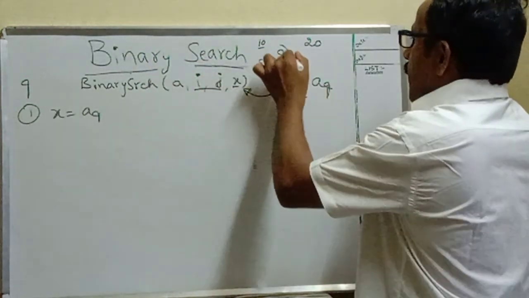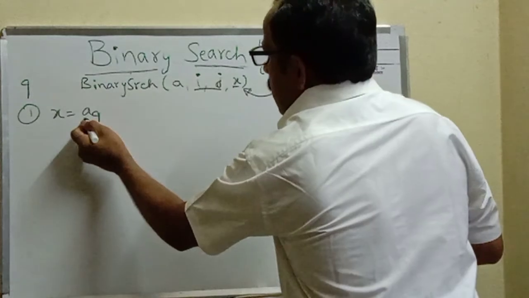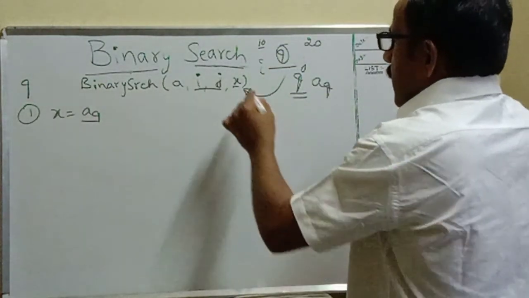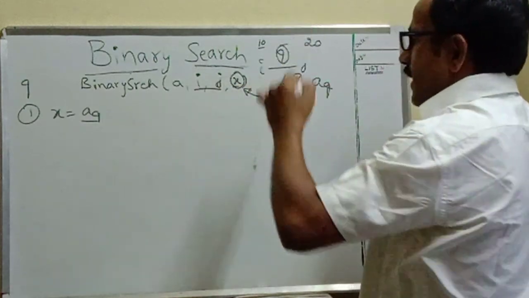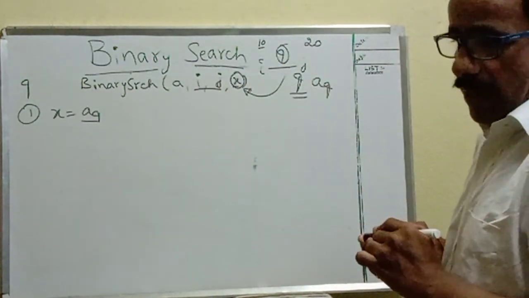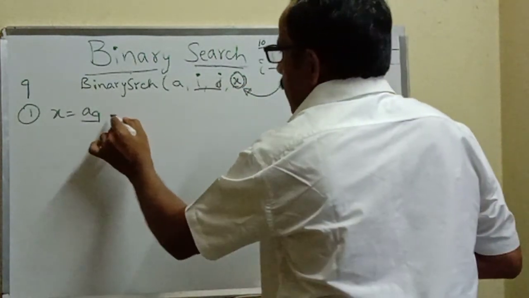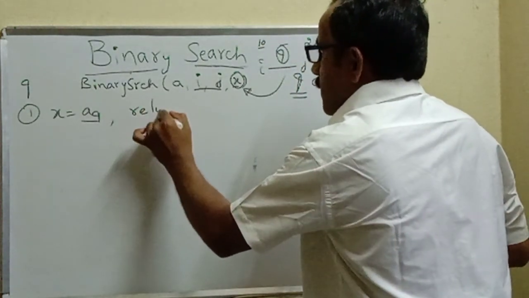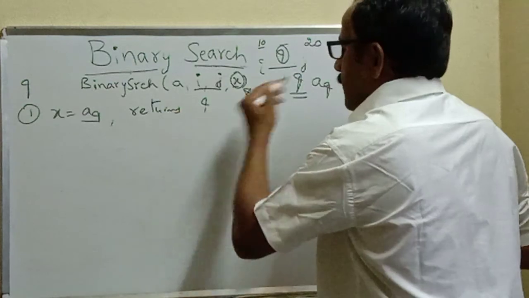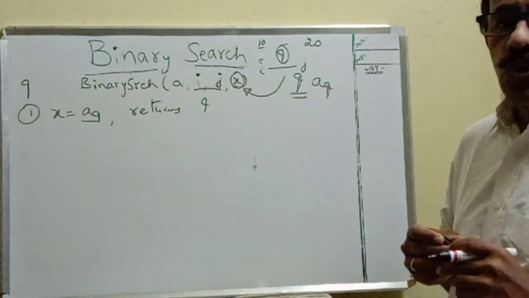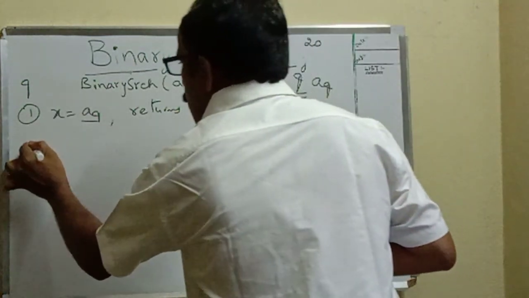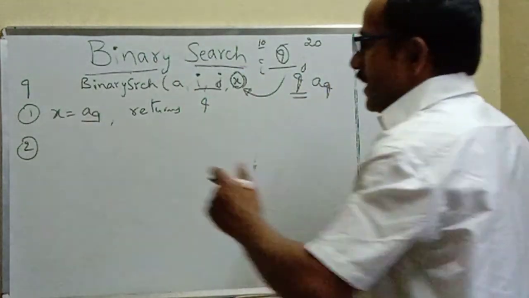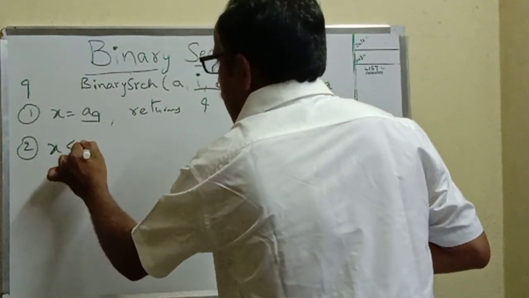So after selecting q, the element present in the qth location is aq. Immediately compare this with x, because our target is finding the x value. If x equals aq, then the search is successful, and binary search returns q as the result. Otherwise, we get two more possibilities. Those two possibilities are, if x is less than aq.